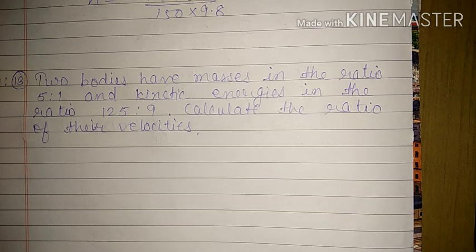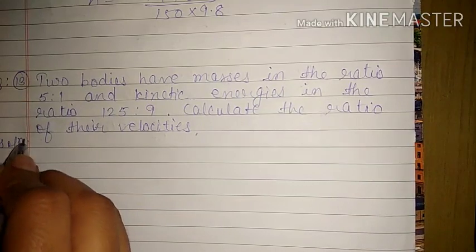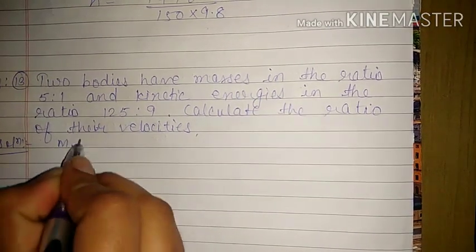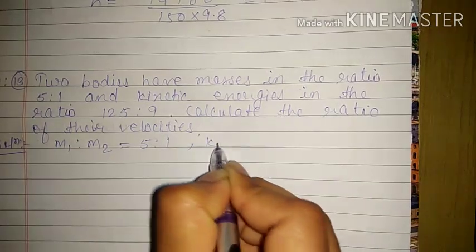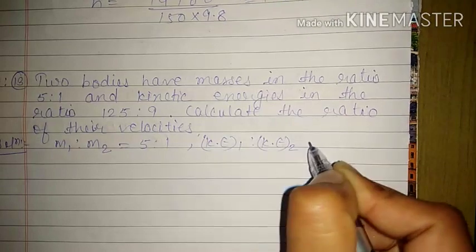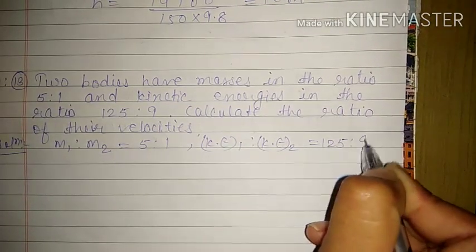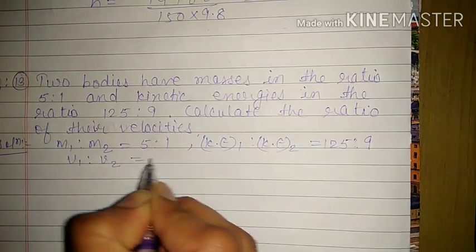Question number 13 is: two bodies have masses in ratio 5:1 and kinetic energies in ratio 125:9. Calculate the ratio of their velocities. That means what is given? m1 ratio m2 is given, and that is equal to 5:1. Kinetic energy first ratio kinetic energy second is given, and that is 125:9. What we want? We want ratio of velocities, v1 ratio v2.